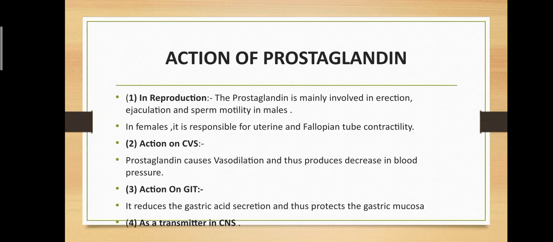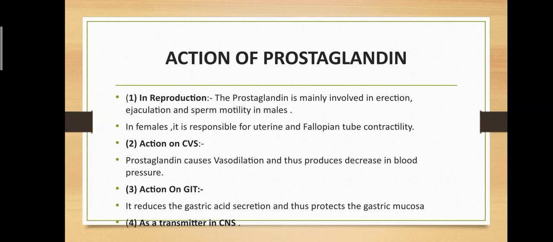First one, in reproduction, the prostaglandin is mainly involved in erection, ejaculation, and sperm motility in males. In females, it is responsible for uterine and fallopian tube contractility. Action on cardiovascular system. Prostaglandin causes vasodilation and thus produces a decrease in blood pressure.